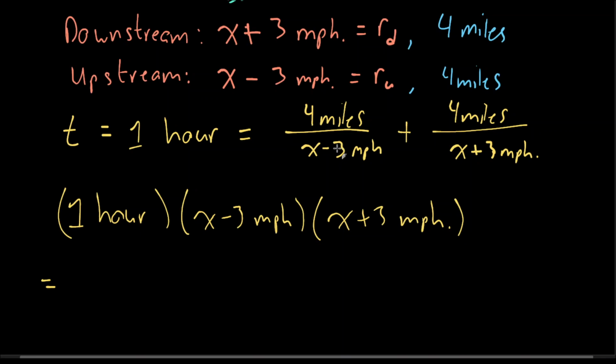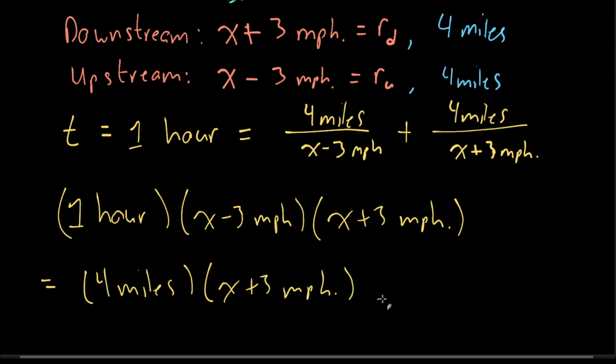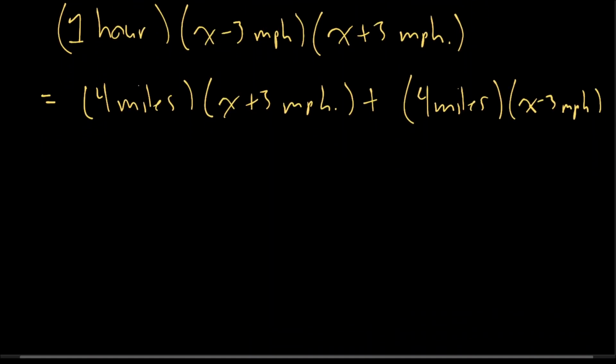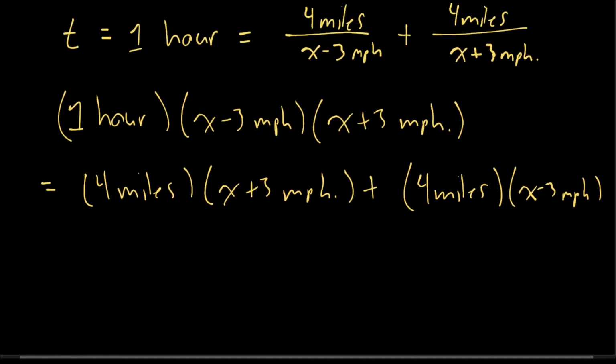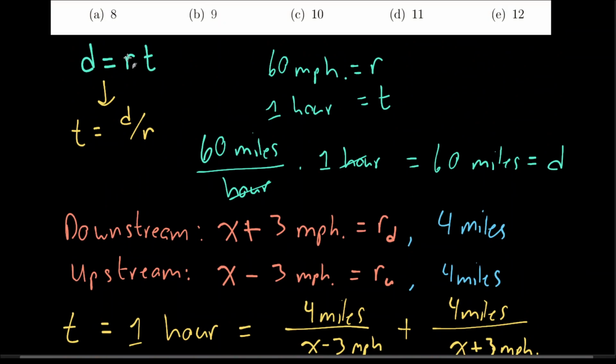And on the right-hand side, if I multiply this term over here by x minus 3 miles per hour, we get rid of that denominator because of a giant 1 canceling. But we also multiply this by x plus 3 miles per hour. So now we have 4 miles times x plus 3 miles per hour, plus, and the same logic for the other expression, 4 miles times x minus 3 miles per hour. Great. Now, when you're multiplying time by rate, you get distance.